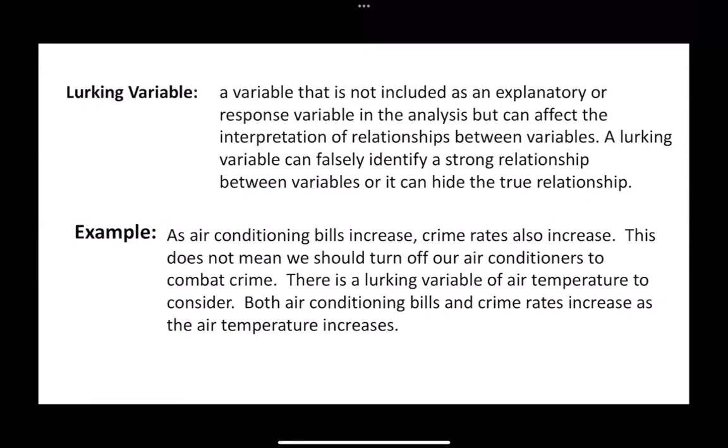When air conditioning bills increase, crime rates also increase. There's a really strong positive correlation between them. But turning off the air conditioners will not combat crime. The lurking variable is air temperature. When it's hotter outside, both air conditioning bills and crime rates increase. So there is that other variable there. Makes sense?